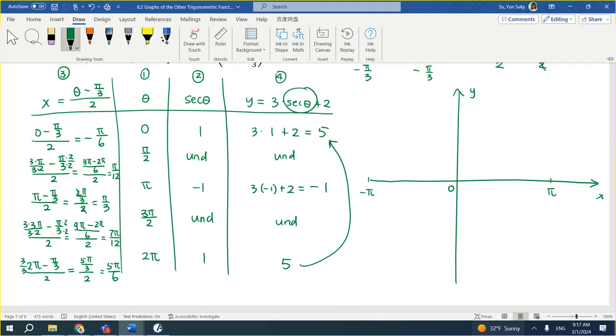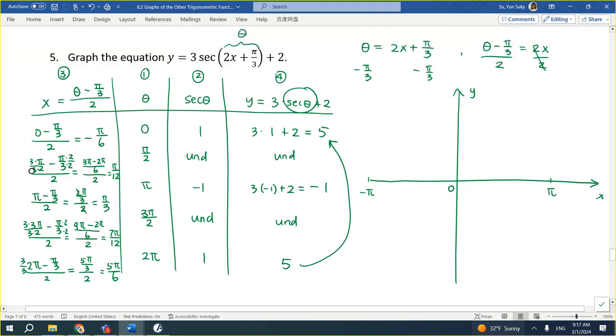Okay, so now how do we cut it? When the denominator is 6, it means you divide 0 to pi into 6 pieces. So you draw the pi first. You divide it into 6 pieces.